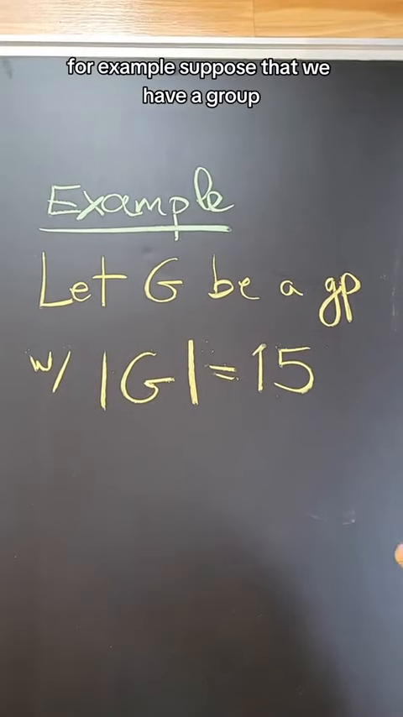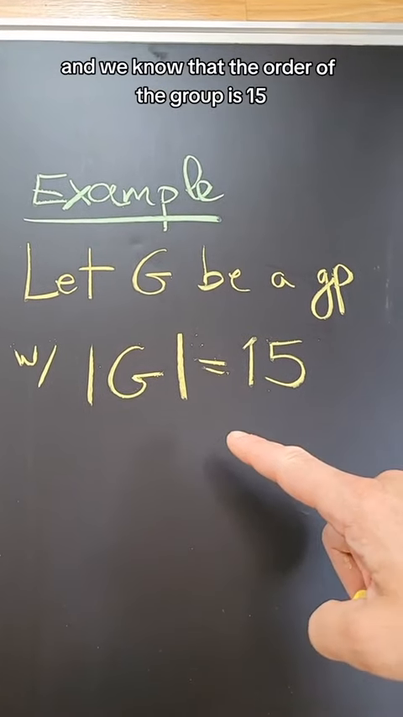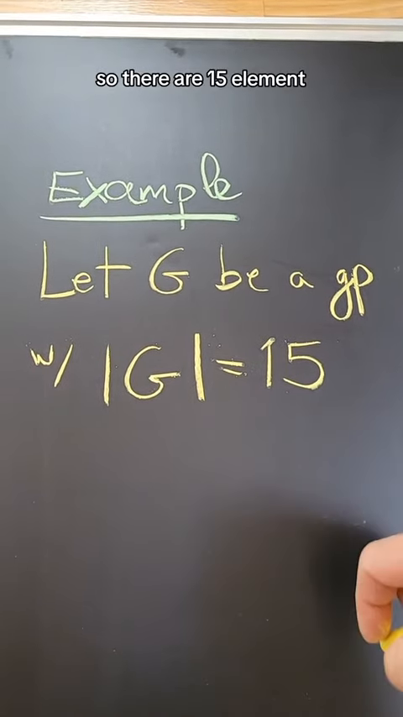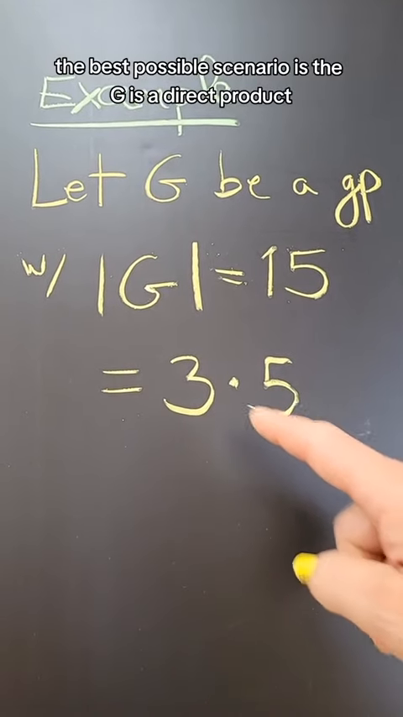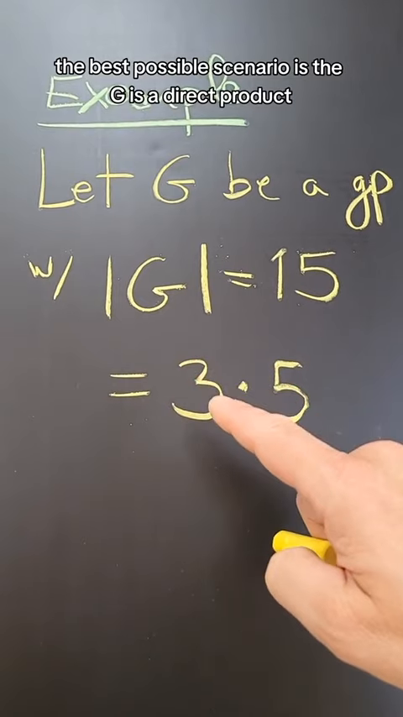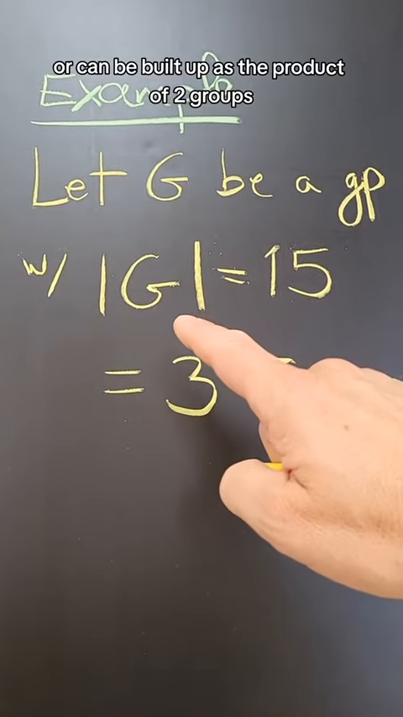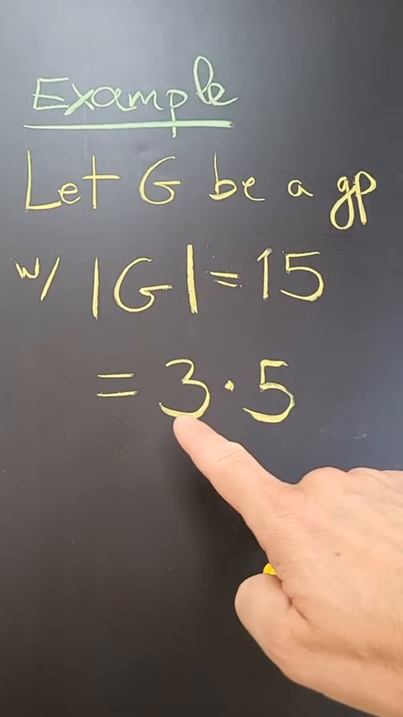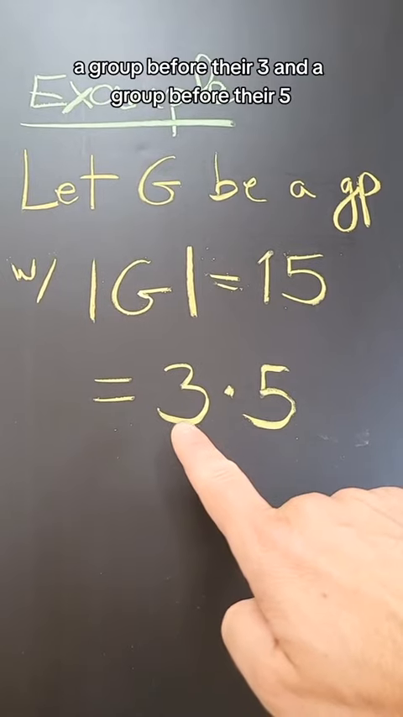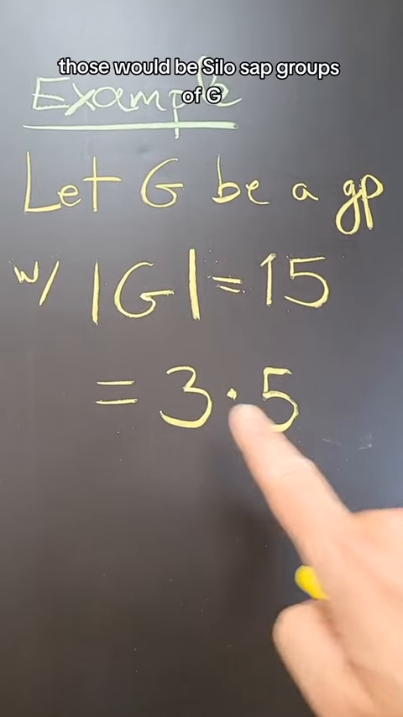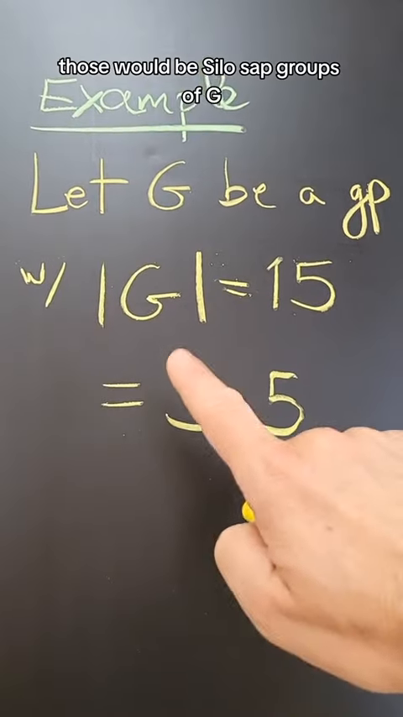For example, suppose that we have a group and we know that the order of the group is 15. So there are 15 elements. Since 15 is 3 times 5, the best possible scenario is that G is a direct product, or can be built up as the product of two groups, one of order 3 and one of order 5. Those groups, a group of order 3 and a group of order 5, would be Sylow subgroups of G.